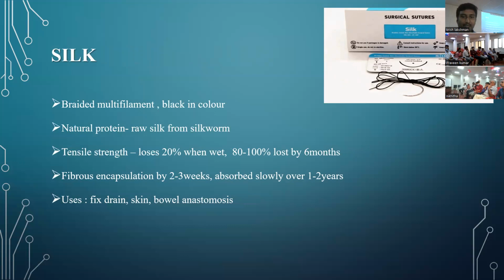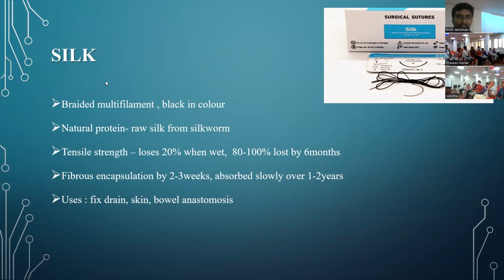Silk is a braided multifilament, and it's usually black in color, and it is a natural protein which we get from the raw silk from the silkworm. Its tensile strength loses 20% when it is wet, and about 80 to 100% is lost by 6 months. It undergoes fibrous encapsulation by 2 to 3 weeks and absorbs slowly over 1 to 2 years.